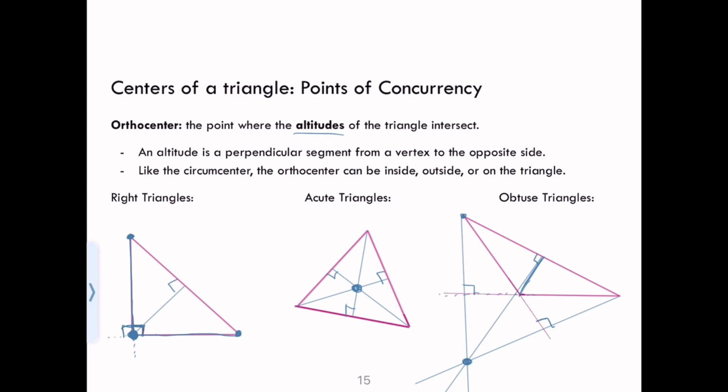And again, like the circumcenter, the orthocenter can be inside, outside, or on the triangle. So for right triangles, it's always going to be on the vertex where the right angle is. For acute triangles, it's going to be inside. And for obtuse triangles, it's going to be outside of the triangle.